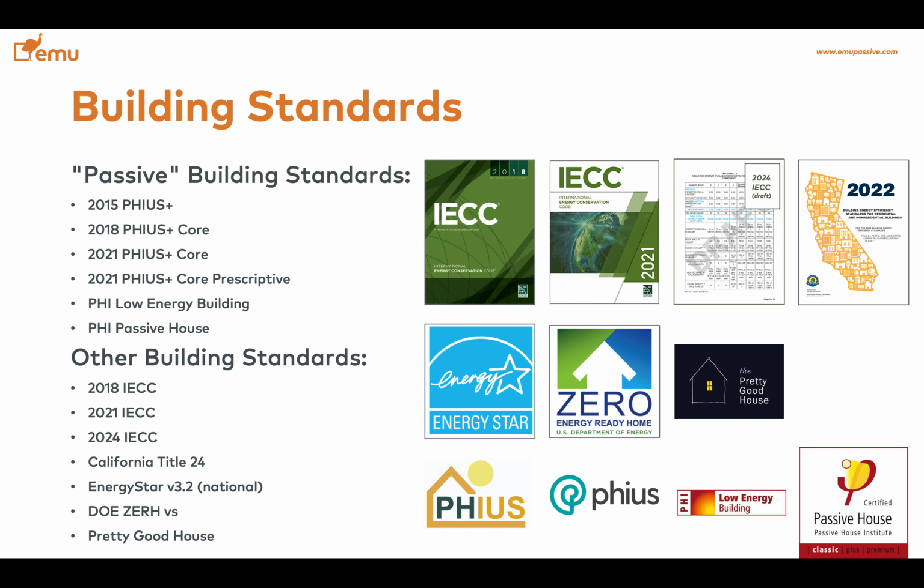And then we have other building standards that are used across the country, including the 2018 International Energy Conservation Code, IECC, the 2021 IECC. We included a draft of the IECC for 2024, California Title 24, EnergyStar, DOE Zero Energy Ready version 2, as well as Pretty Good House.